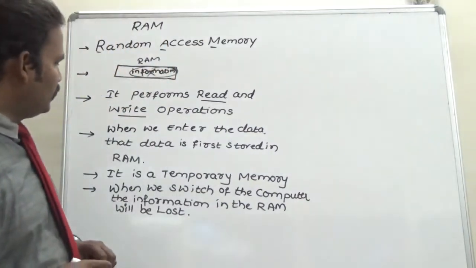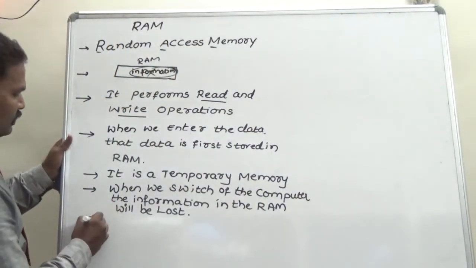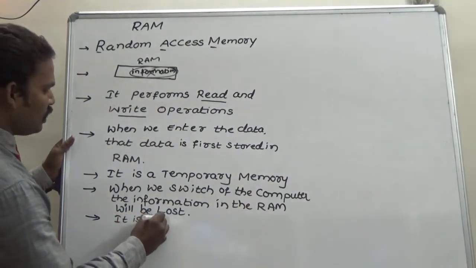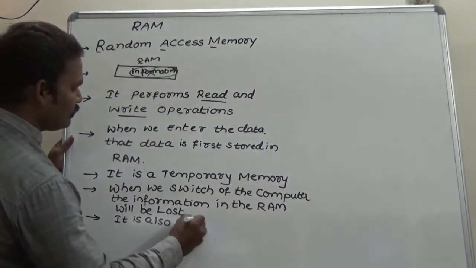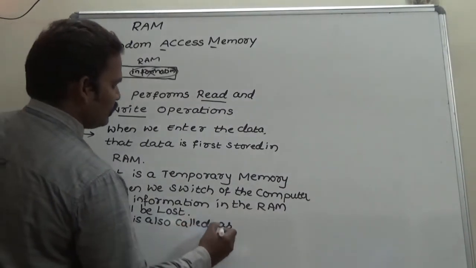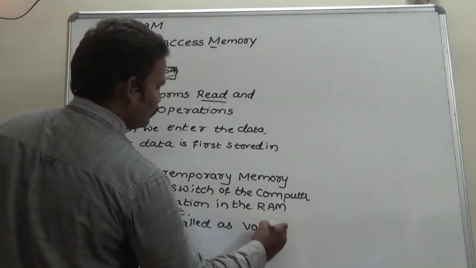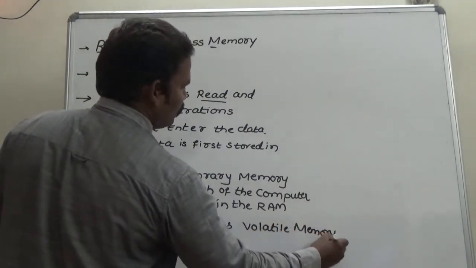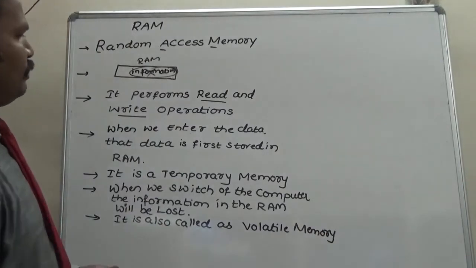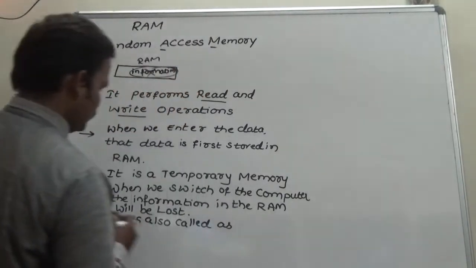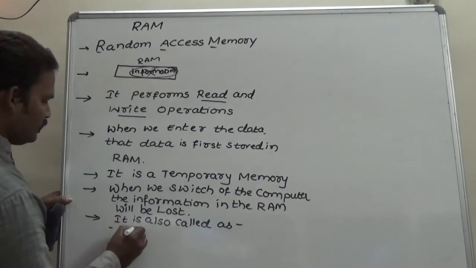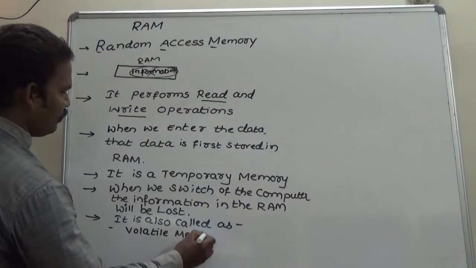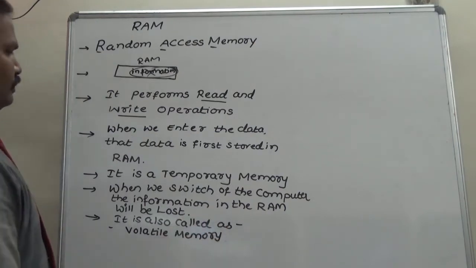Next, RAM is also called volatile memory. Here I am writing: it is also called volatile memory.